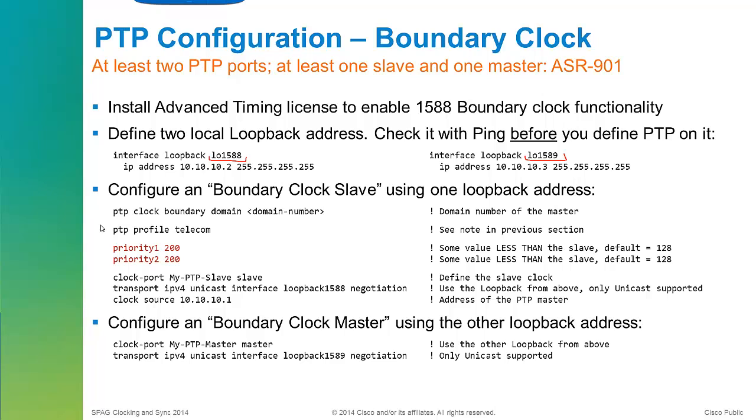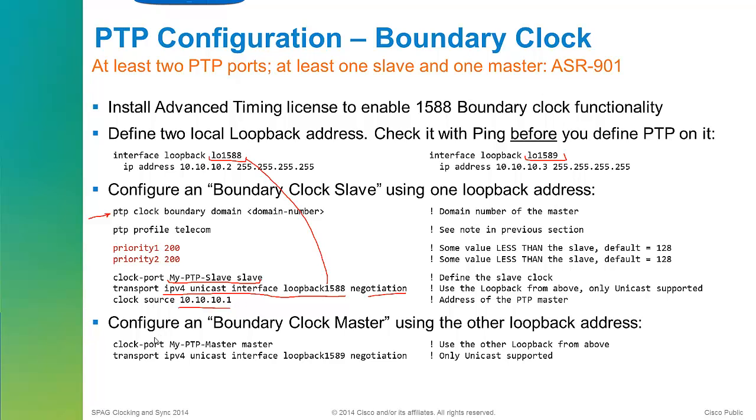It's very similar to what we did before. So PTP clock boundary domain, and this then shows what our domain number is. Then we define the slave clock. So my PTP slave, we just give it a name slave. Similarly before, IP for unicast, our interface number, which is like one of these loopback addresses, negotiation, which is what you want, and then the clock source of the upstream master.